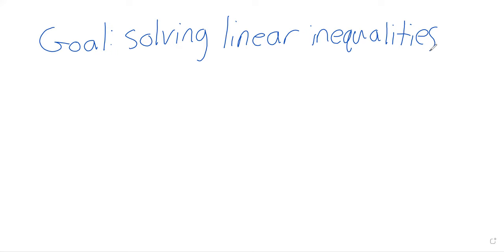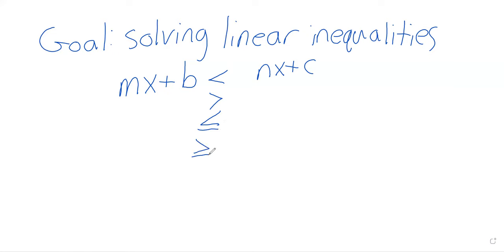So a linear expression is an expression of the form mx plus b. And a linear inequality occurs when you have two linear expressions separated not by an equality symbol, but by a less than symbol, or a greater than symbol, or a less than or equal to symbol, or a greater than or equal to symbol. So I guess in one sense, there are four different types of inequalities, but they're all solved the same way. So we're not going to learn four different techniques.